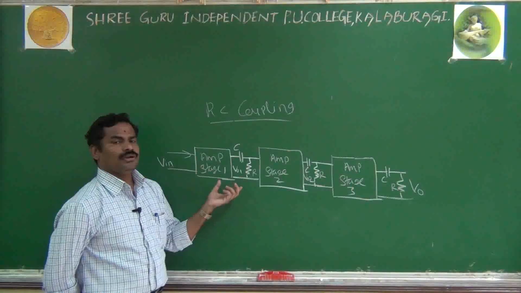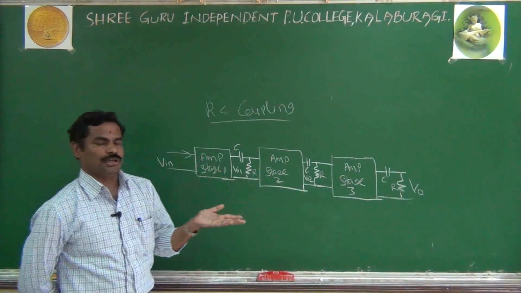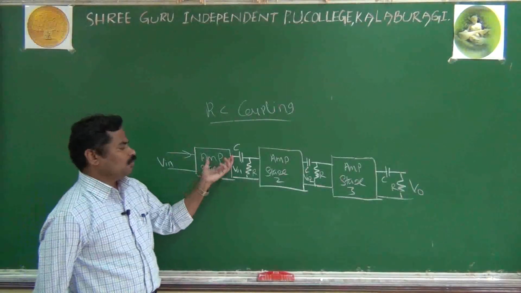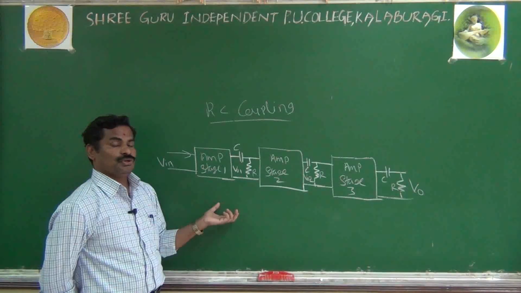Overall, it may be RC coupled, or transformer coupled, or direct coupled. You are giving more importance to the RC coupled. Why are you giving more importance to RC coupled?